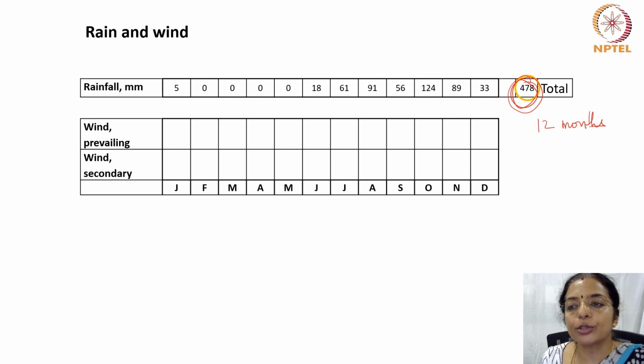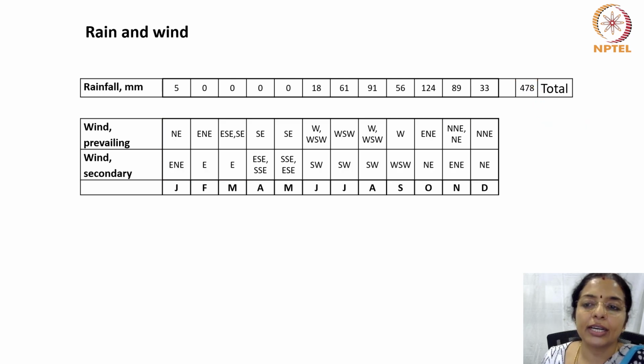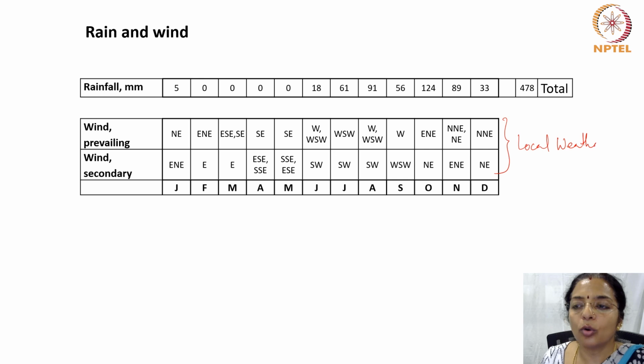That comes to 478 millimeters per annum. For that year, probably that was the rain. Next, you feed in all the data pertaining to wind direction. So, all this is got from the local weather file. The local weather data will give you this information and the rainfall information also.